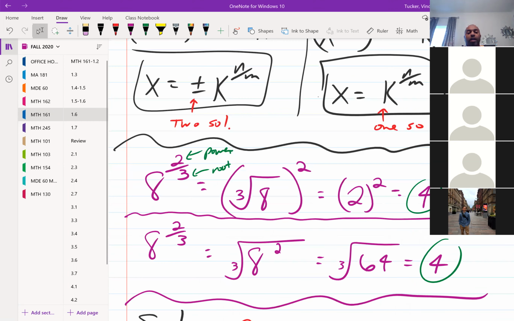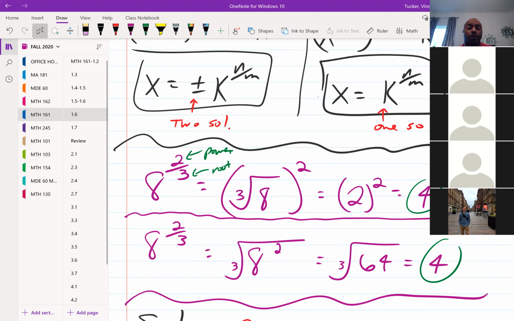All right, so if I look at 8 to the 2/3 power, the top number is my power, the bottom number is the index to my radical or my root. So I can either take the cube root of 8 and then square it, or I can square 8 and then take the cube root of it. It doesn't matter what order you do it in, as long as you use those two applications.